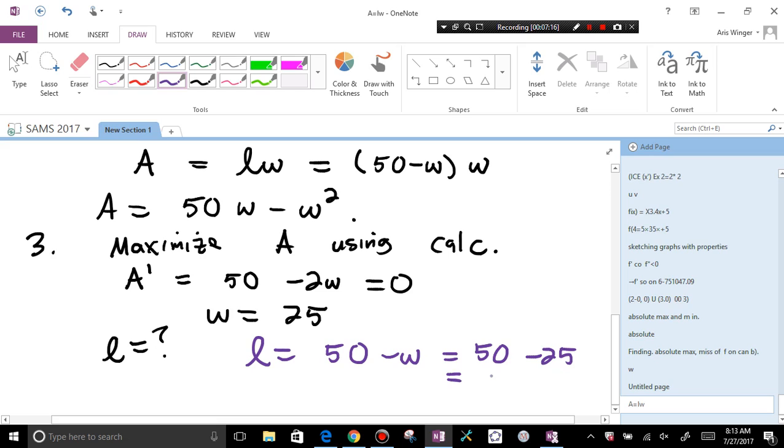L is also 25. My wife and I were having this conversation. I said, oh, you should build a square. You should build a square.